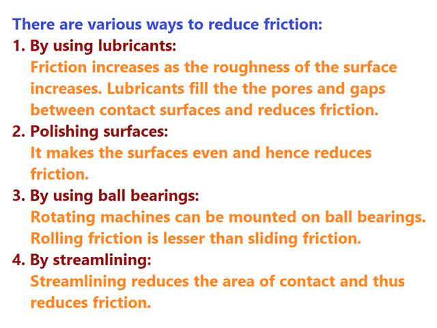Second way is by polishing the surface. Friction can also be reduced by polishing the surface. It makes the surface even and hence reduces the friction. Third way is by using ball bearings. Rotating machines can be mounted on ball bearings. Rolling friction is lesser than sliding friction. This concept we have seen earlier. So where are the rolling machines? Example, a ceiling fan. And all this we will discuss in the next slides.